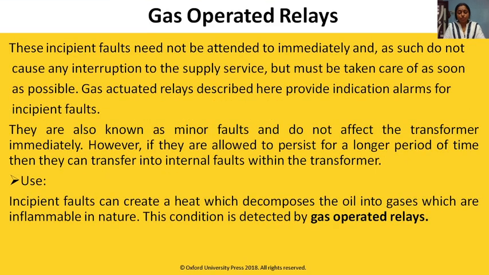So for this incipient fault, we have gas operated relays. These incipient faults need not be attended immediately, and as such do not cause any interruption to the supply service, but must be taken care of as soon as possible. Gas actuated relays described here provide indication for incipient faults. These faults are minor faults, but we have to take care of them. If not taken care of, then this may cause a serious fault.